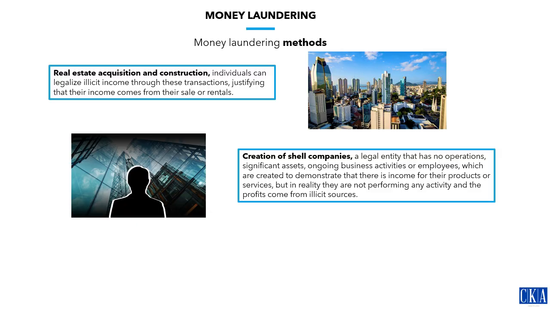Typically, a professional intermediary offers a shell company to a corrupt party, who then uses it to hide the money trail by transferring illicit funds to and from the company's bank accounts. These types of companies or corporations are created to demonstrate income from their products or services, but in reality, they are not engaged in any activity, and the profits come from illicit sources. This is a very common way to reintroduce currency into the economic market.